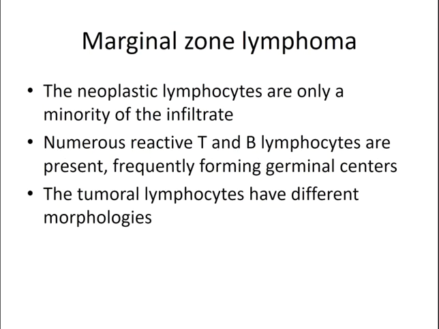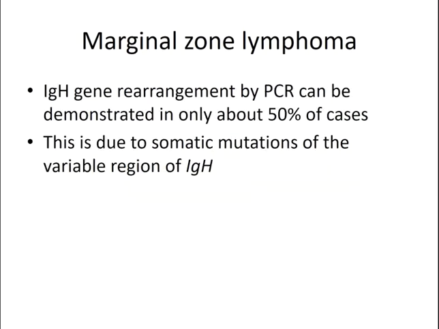And like any marginal zone lymphoma, the neoplastic lymphocytes are just a few tons of reactive cells, right? You have lymphocytes, you have eosinophils, etc. If you want to do IGH, be aware that almost 50% of the cases are going to be non-clonal, not because they are not lymphoma, but because they have somatic mutations that prevent the primer of the PCR reaction from annealing with the DNA. So that's kind of a false negative.